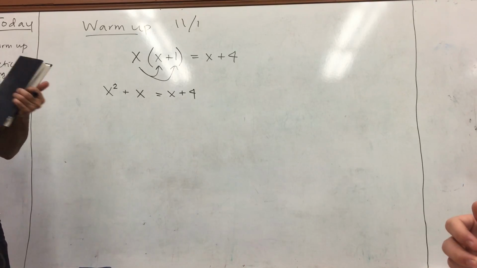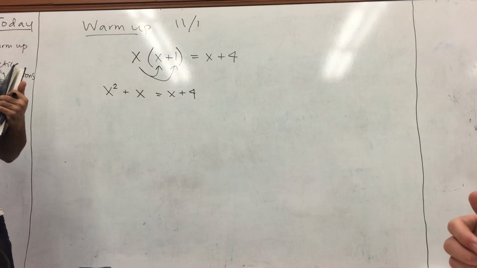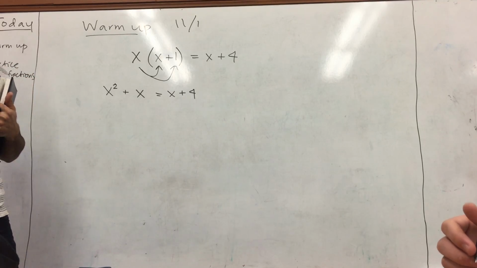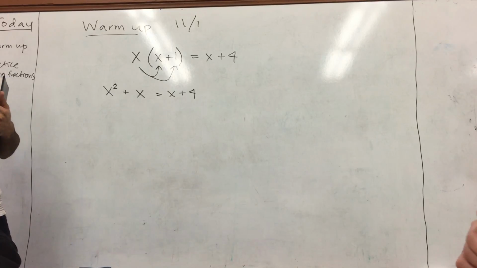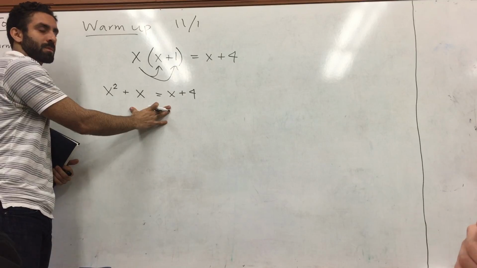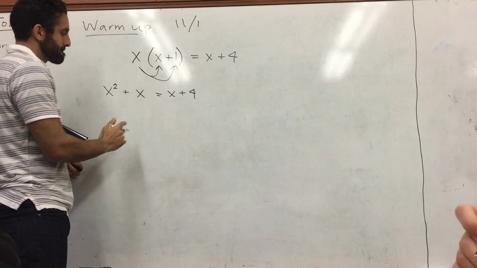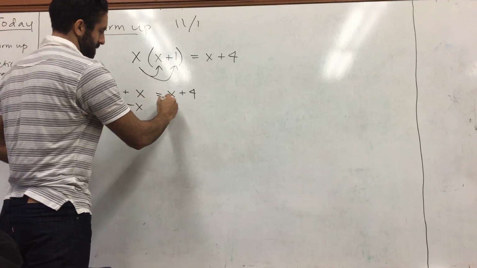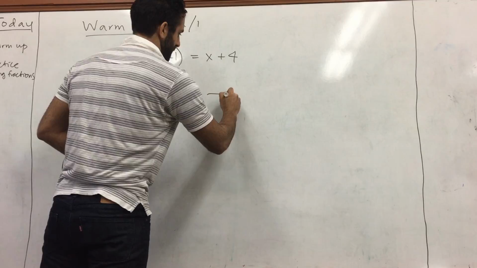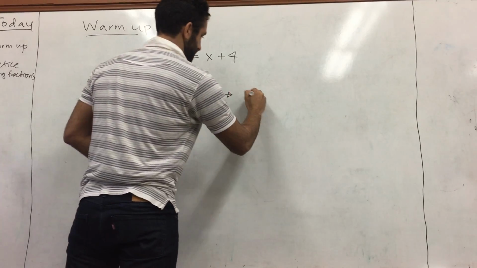Now what? Now we would subtract 4 because you can subtract 4 from anything. So can you subtract x? You can indeed subtract x from both sides. Good job. All right, what does that give us? X squared equals 4. Right?